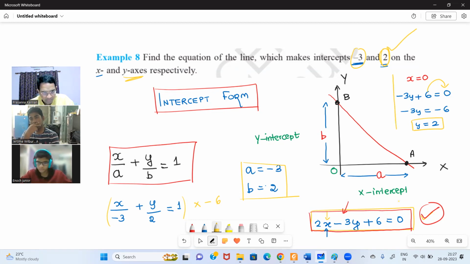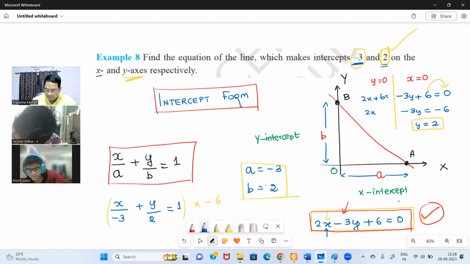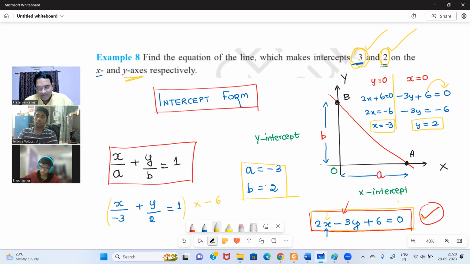Clear, Enoch? Yes, sir. Now tell me what you do for the other one. Put y equal to 0. When you put y equal to 0, what are you left with? You're left with 2x plus 6 is equal to 0. So what is 2x equal to? 2x is equal to minus 6. So x is equal to minus 6 by 2 and x is equal to minus 3. Are you clear? Yes, sir. Yes, that's it.